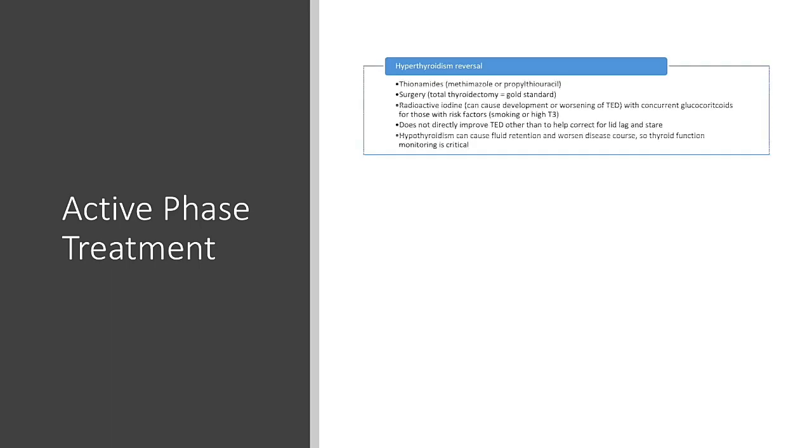Now let's take a close look at the components of active phase treatment. One of the most important steps is hyperthyroidism reversal. None of these hyperthyroidism reversal methods directly improve thyroid eye disease. Also be wary that hypothyroidism can cause fluid retention and worsen disease course, so thyroid function monitoring is critical.